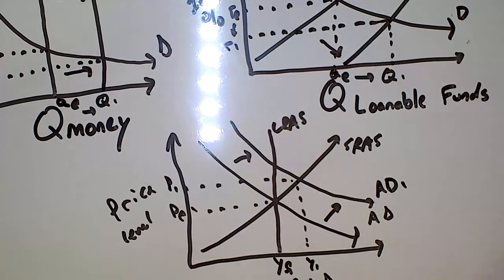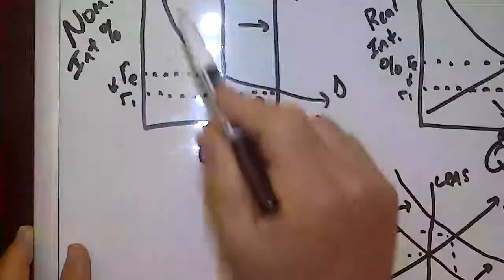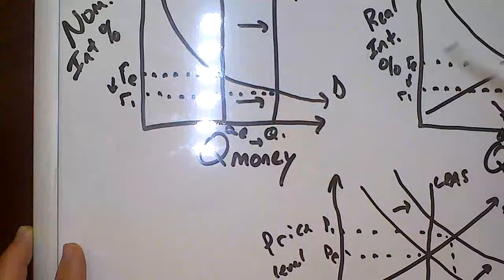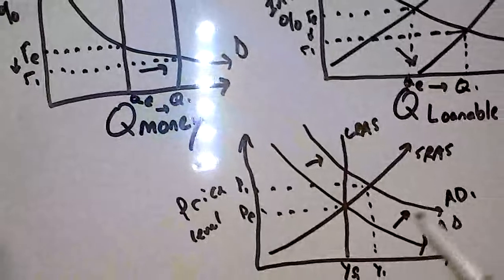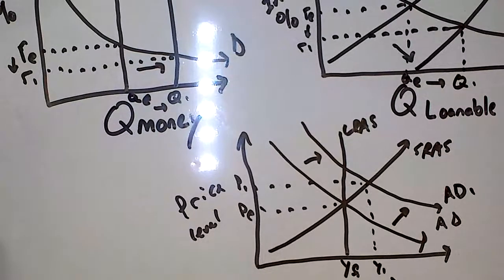That's it. If we want to do this whole problem again, we could do it with a contraction in the money supply. That would give us a lower supply of loanable funds. That would give us higher interest rates. And that would explain our aggregate demand shift to the left if we want to slow down an economy.